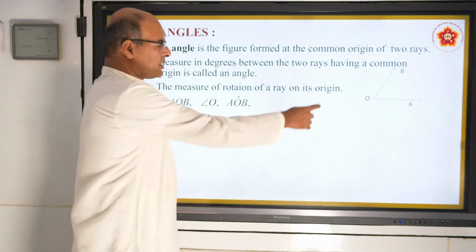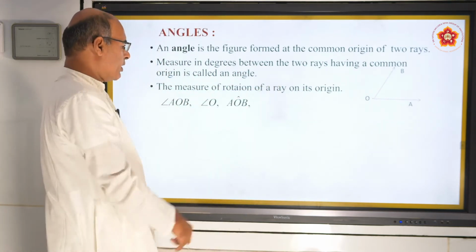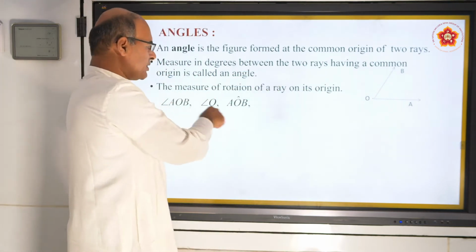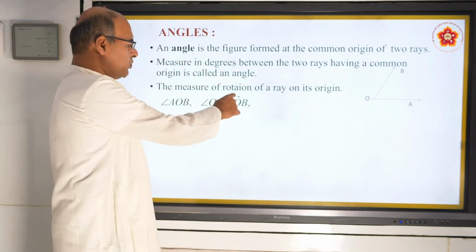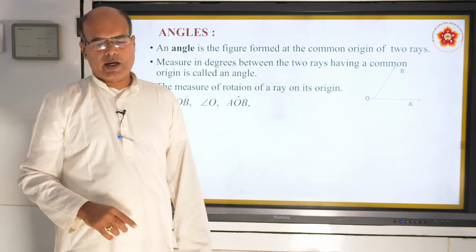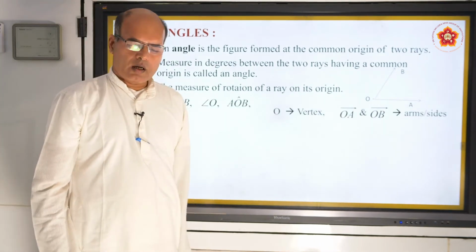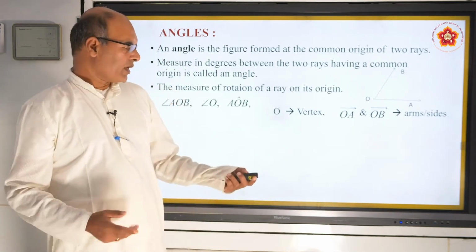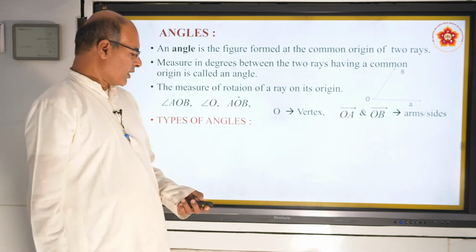Yes. We can name this angle as angle AOB. We can name it as angle BOA, or simply sometimes we name it as angle O because O is the vertex. Sometimes we use this notation also to write the angles. Here O is the vertex, OA and OB are called arms of the angle, or we can call them sides of the angle. Now go to the types of angles.